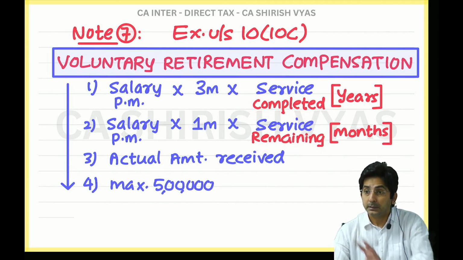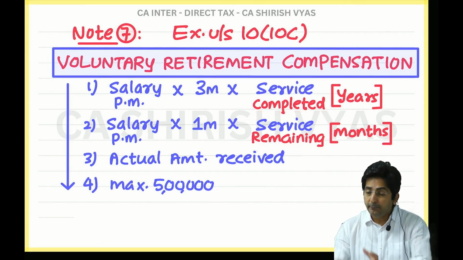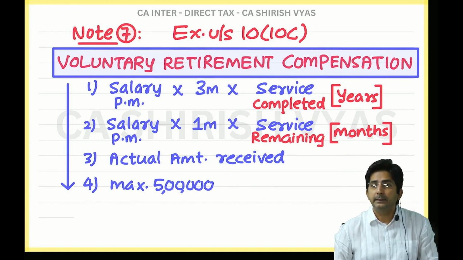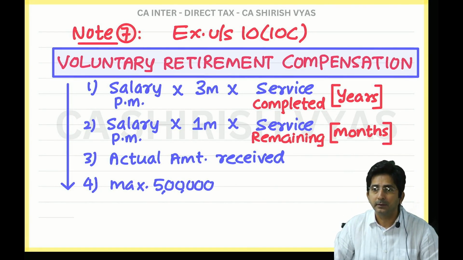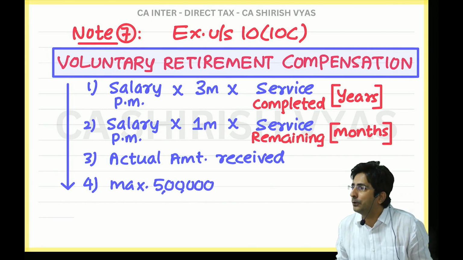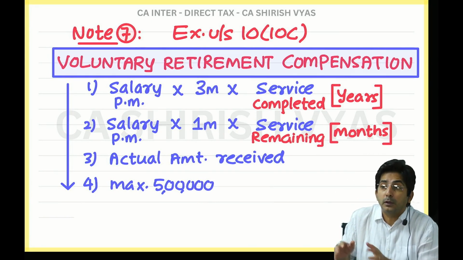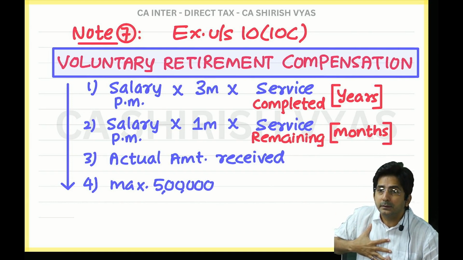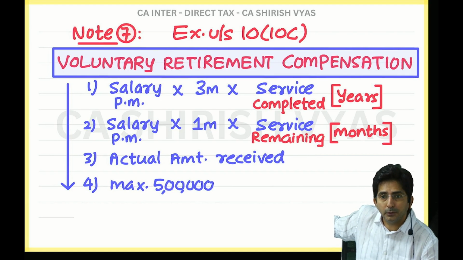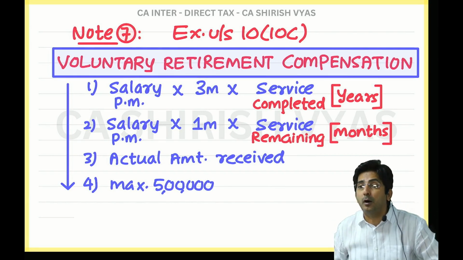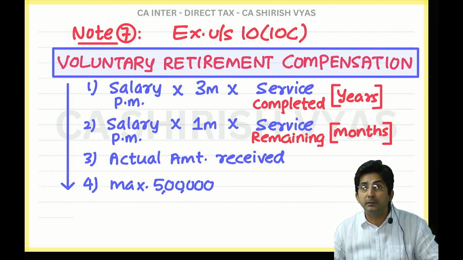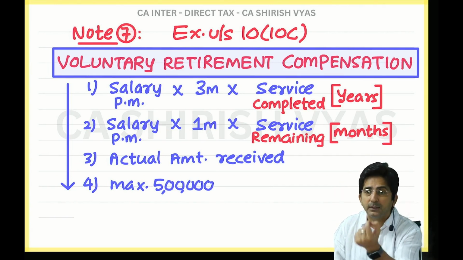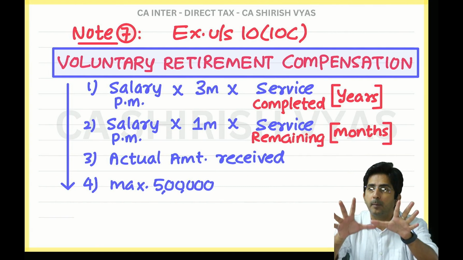Now see, some companies give you compensation based on how much service you have completed. They will not see your balance service. See, there are different approaches companies follow. Some companies follow your remaining service. For them the reasonable amount is salary into 1 month. But some companies follow the approach of completed service, they don't see the remaining. And for each year of service completed, they will reward you some amount.